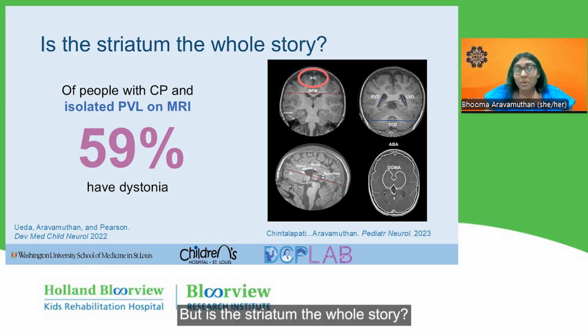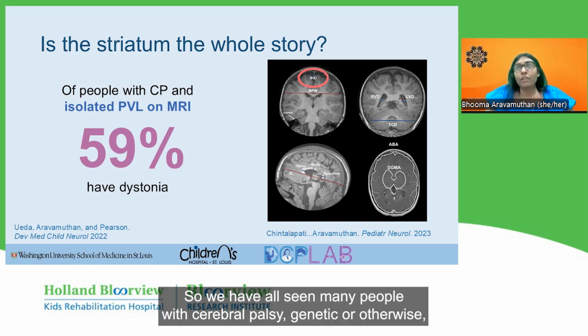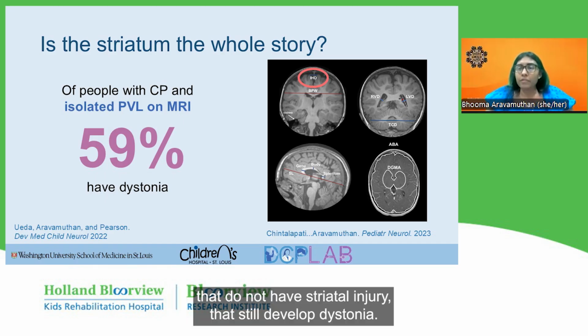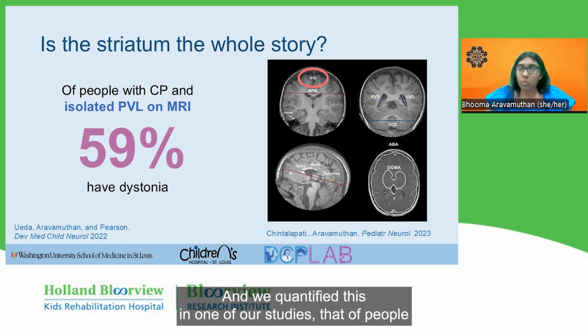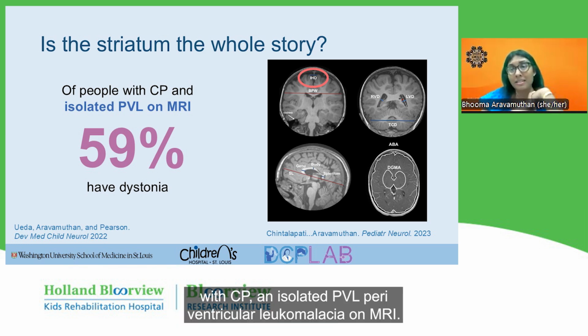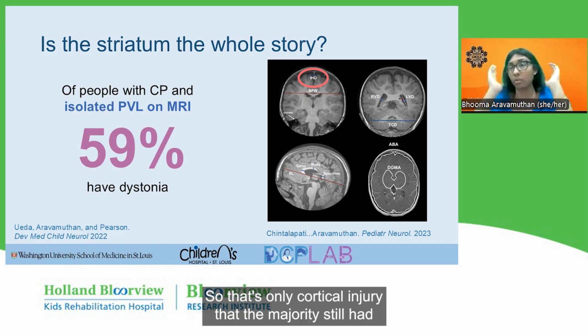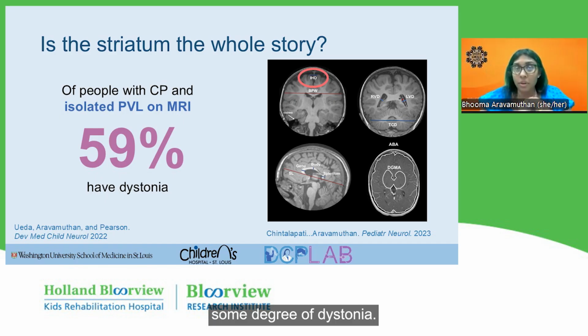But is the striatum the whole story? We have all seen many people with cerebral palsy, genetic or otherwise, who do not have striatal injury that still develop dystonia. And we quantified this in one of our studies: of people with CP and isolated PVL, periventricular leukomalacia on MRI, so that's only cortical injury, the majority still had some degree of dystonia.